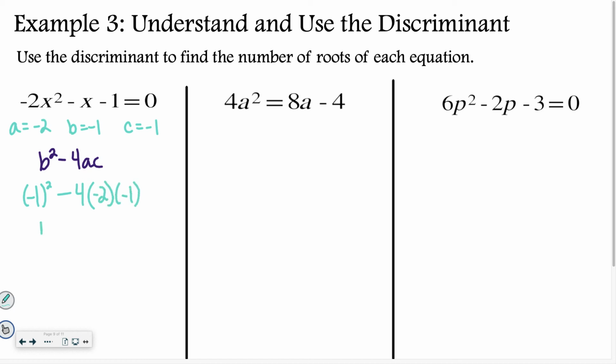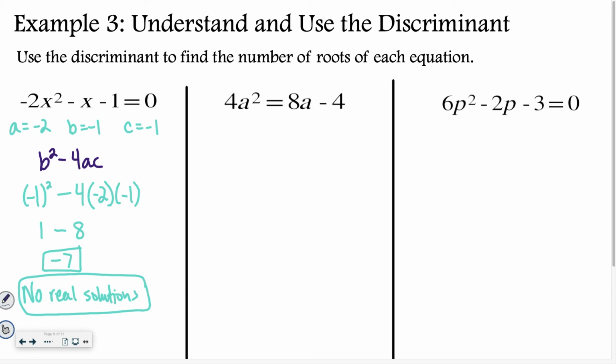Okay, so negative 1 squared is 1, minus 4 times negative 2 is negative 8. Negative 8 times a negative 1 is positive 8. So I have 1 minus 8. 1 minus 8 is negative 7. Since that number is a negative, it's less than 0, my answer is going to be no real solutions. And if it asks you what the discriminant value is, your answer is negative 7. Okay, let's try the next one.